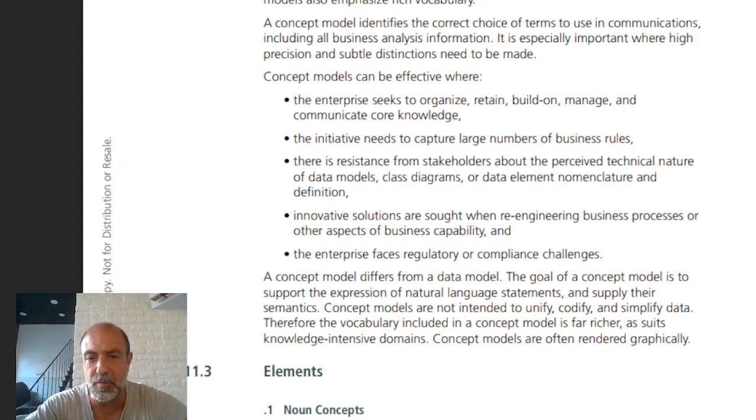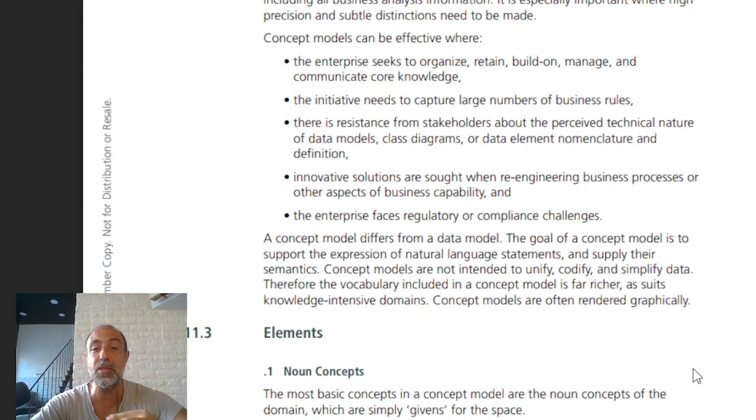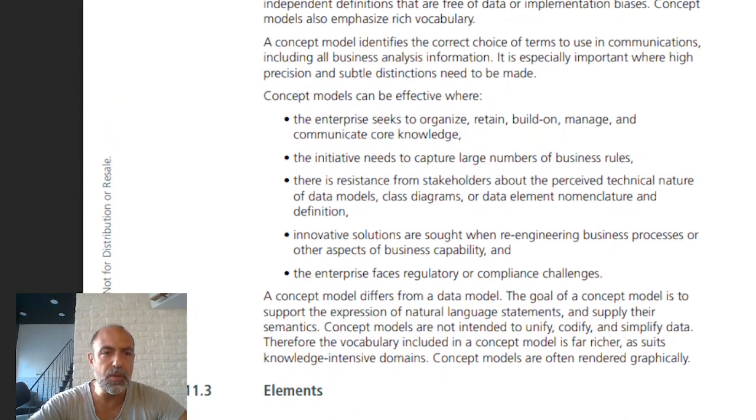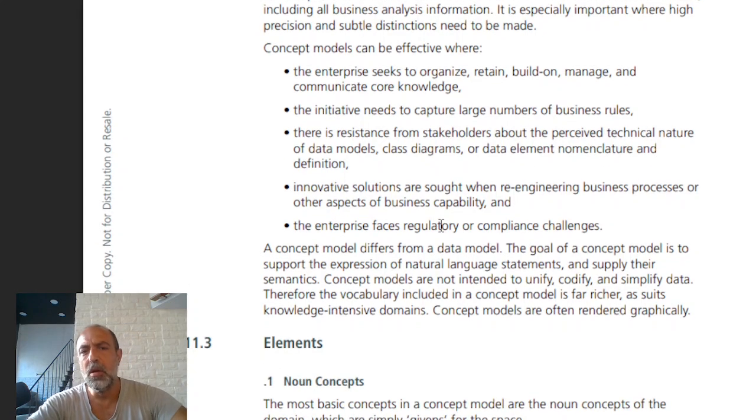A concept model differs from a data model. The goal of a concept model is to support the expression of natural language statements. One second. When did we do the data model? We haven't done the data model yet. A concept model differs from a data model. The goal of a concept model is to support the expression of natural language statements and supply their semantics. Concept models are not intended to unify, codify, and simplify data. No. Yeah, it's not about the data. It's about, I think, the journey of the data.